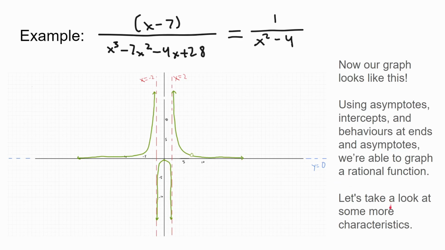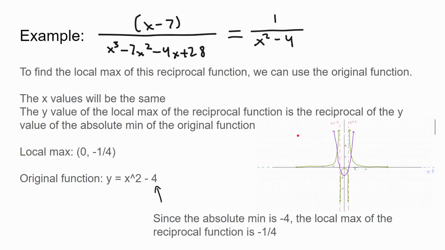Let's take a look at a few more characteristics of this graph. So we can find the local max of this reciprocal function. This function only has a local max and no local min. If you look, there's only one point here, that's the local max. And to find the local max, we can use the original function.